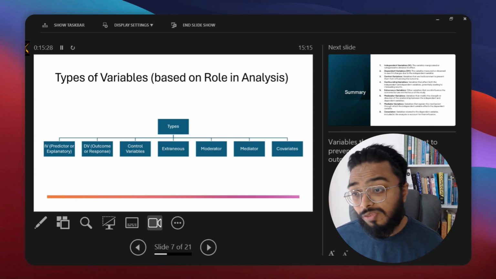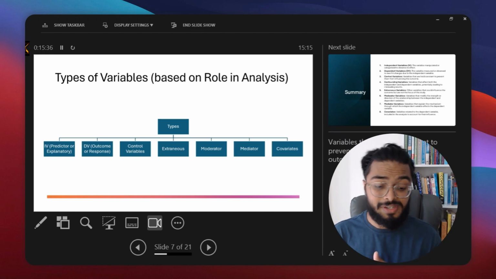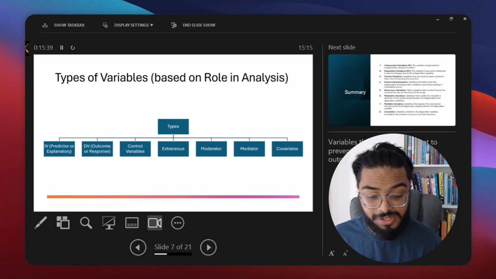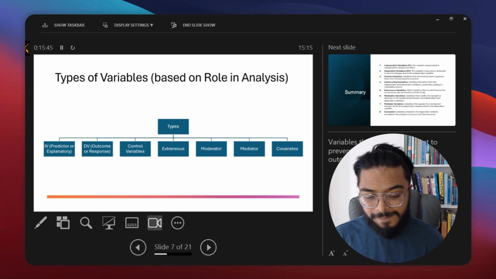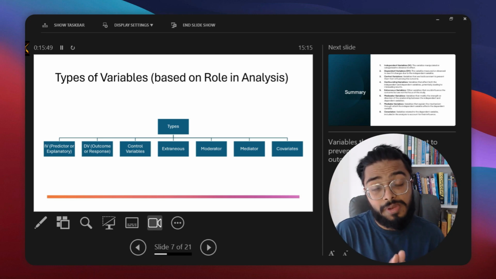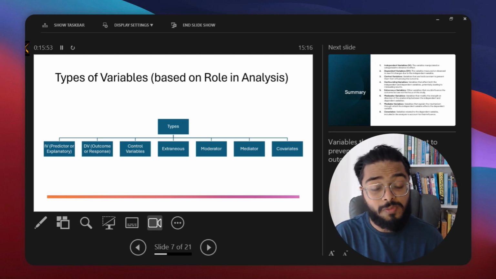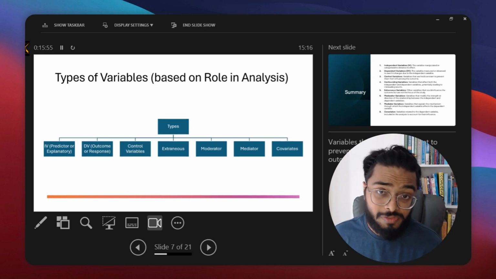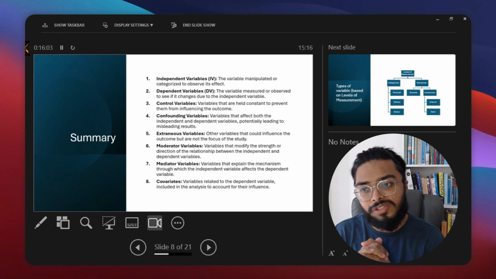Now, you might also want to consider things like moderating variables, which could affect the strength of the relationship between your independent variable and dependent variable, and the mediating variables that explain how or why an effect occurs. Choosing the right variables to measure ensures that your data will be relevant and your findings are valid. Now, this is a summary of all the variables that you need to know.